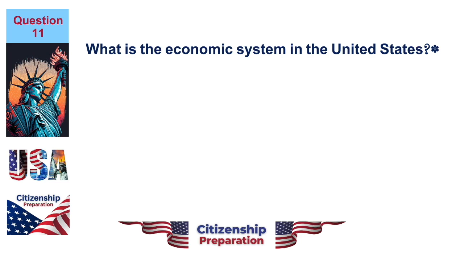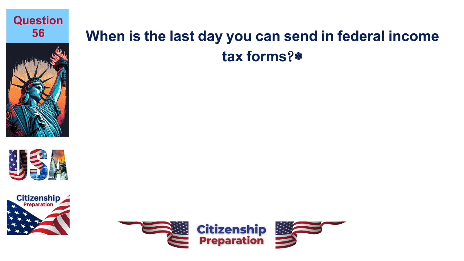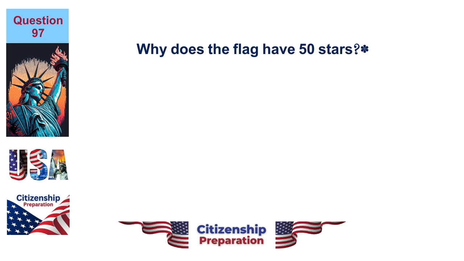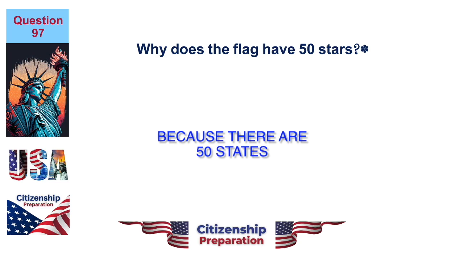What is the economic system in the United States? Market economy. When is the last day you can send in federal income tax forms? April 15. Why does the flag have 50 stars? Because there are 50 states.